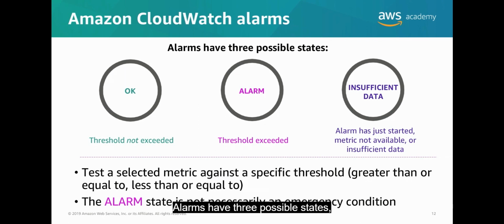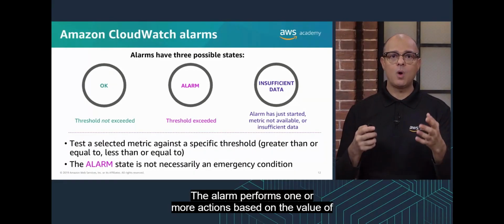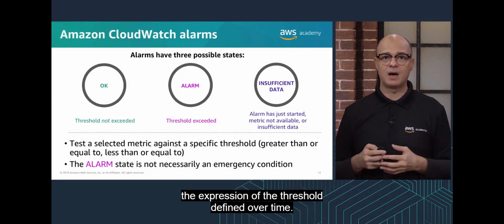Alarms have 3 possible states. The OK state means the threshold is not exceeded. The alarm state means that the threshold was exceeded. And the insufficient data state means that not enough info is available to provide a meaningful result. The alarm performs one or more actions based on the value of the expression of the threshold defined over time.